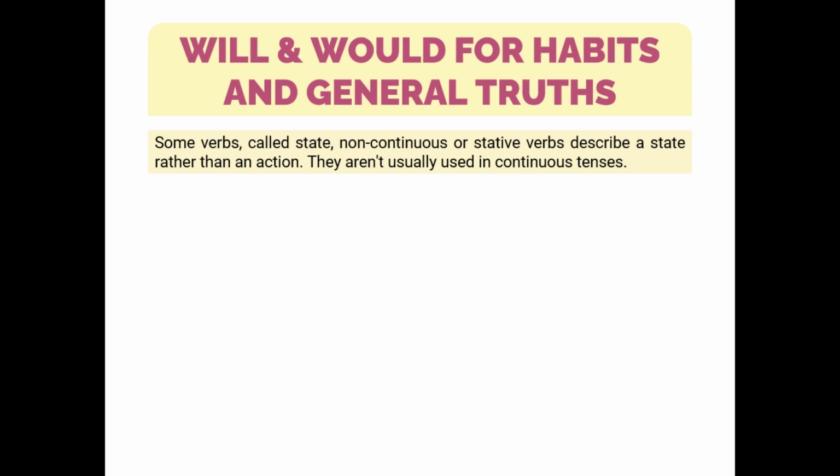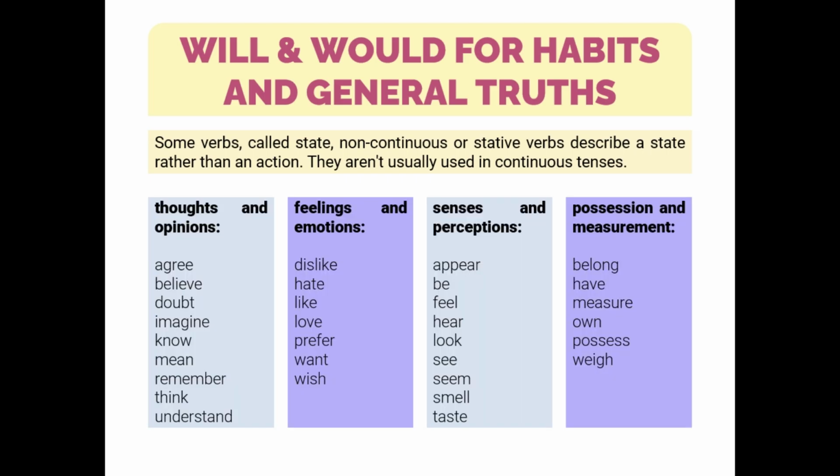Some verbs called state, non-continuous, or stative verbs describe a state rather than an action, and they aren't usually used in continuous tenses. They are focused on thoughts and opinions, feelings and emotions, senses and perceptions, or possessions and measurements. Here is a list with a few examples.